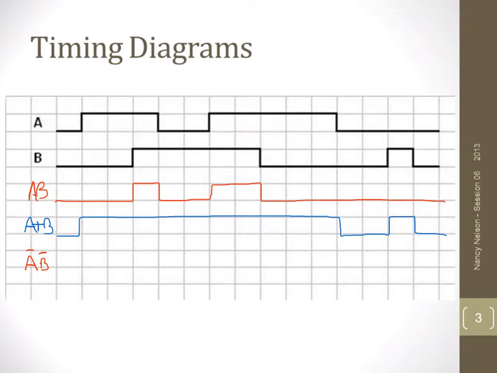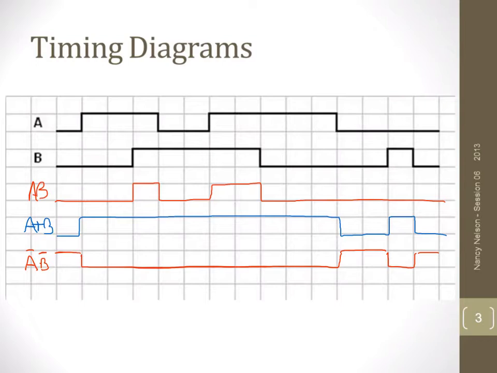So let's mark those in first. So we have them both low here, our output's going to be high. They're both low over here, our output's going to be high, and they're both low in the last time period, so our output's going to be high. Then I'm going to go back and fill all the rest of the time periods in as low, because we've taken care of the cases where it's otherwise.